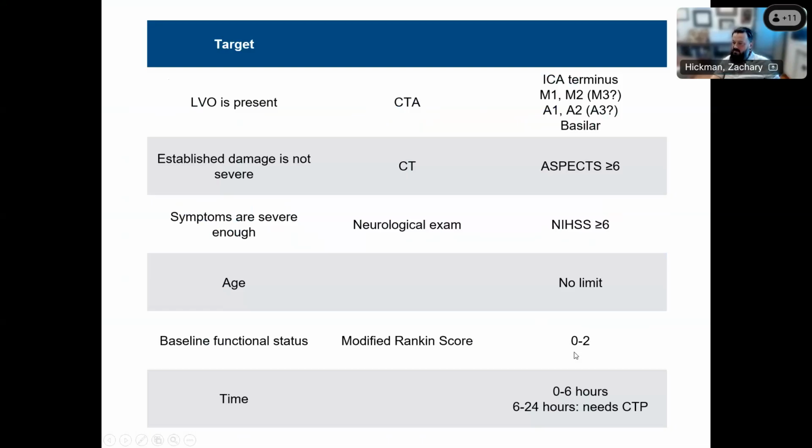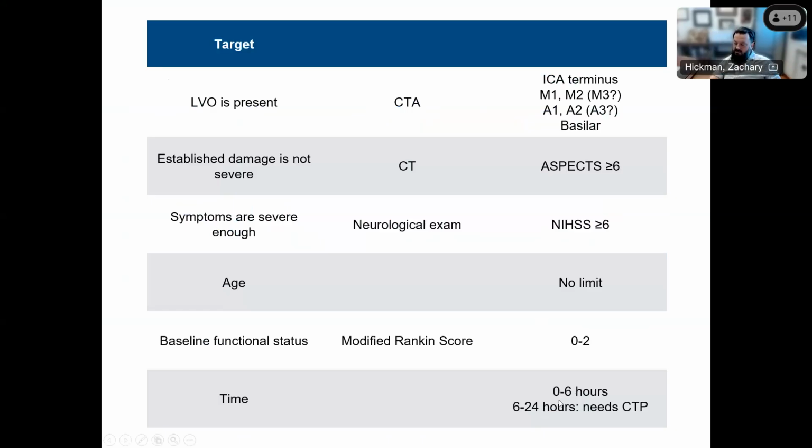And then in terms of time, the ideal time is 0 to 6 hours from symptom onset. If they have a symptom onset at noon, by 6 p.m. you're trying to have them in the angio suite, have the thrombectomy, and be reperfused, all during those 6 hours. That's what you're trying to do.